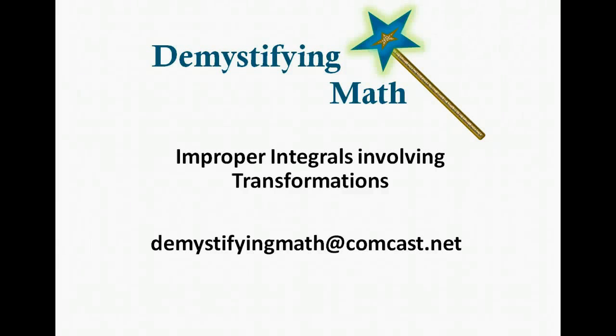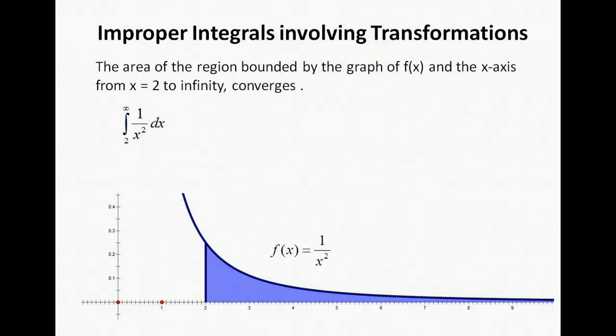Today we're going to be working on improper integrals that involve transformations. For this problem we're going to be trying to find the area from 2 to infinity of the function 1 over x squared. We can do this pretty easily by rewriting the integral as a limit as b goes to infinity and then using 2 and b as the endpoints of integration.